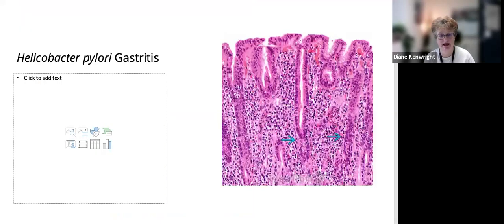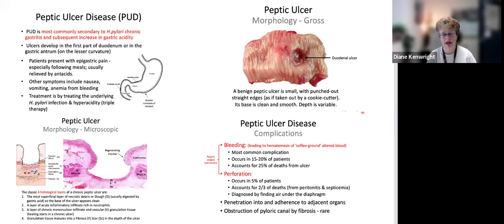This is what it looks like. Helicobacter causes a ton of inflammation in the interstitium and in the glands as well. So peptic ulcer disease, you know a lot about this too. We're not going to go through all this detail either. You know this, read your notes.